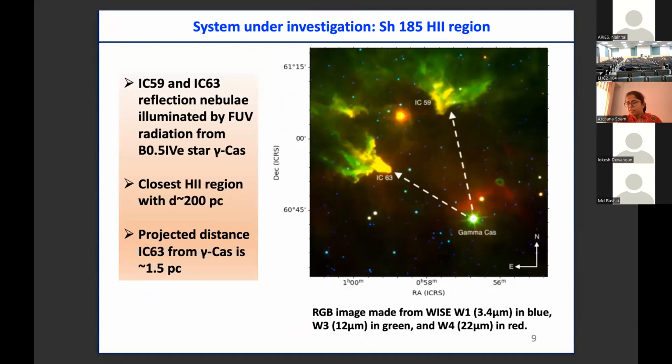So this is the region under investigation. This is IC63, IC59 reflection nebulae lying in the Sharpless 185 H2 region. This region is nearby at a 200 parsec distance, and the distance of gamma Cas, the illuminating source in this region, to IC63 is around 1.5 parsec. So it is in very close vicinity to its ionizing source.